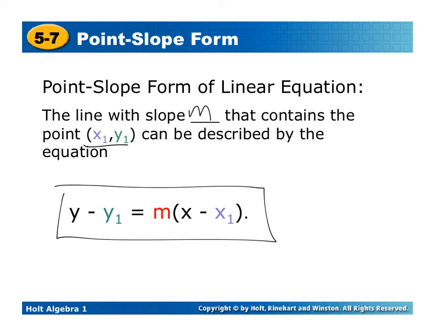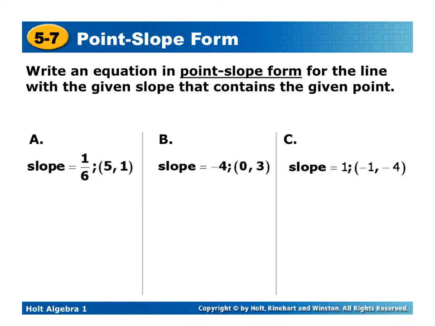The y and x are going to stay just like we had in our slope-intercept form. You're going to substitute in y1, you're going to substitute in your slope, and you're going to substitute in your x1. So those are kind of like the boxes we're filling in. So let's look at what this looks like. We're going to write it in point-slope form. So here we have a slope of 1/6 and our point is 5, 1. So it's going to be y minus our y value, which is 1, is equal to our slope, which is 1/6, times the quantity of x minus our x value, which was 5.